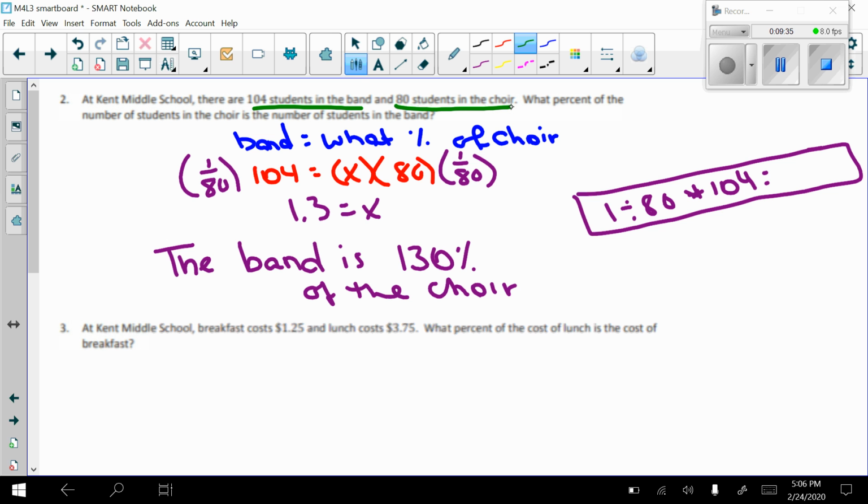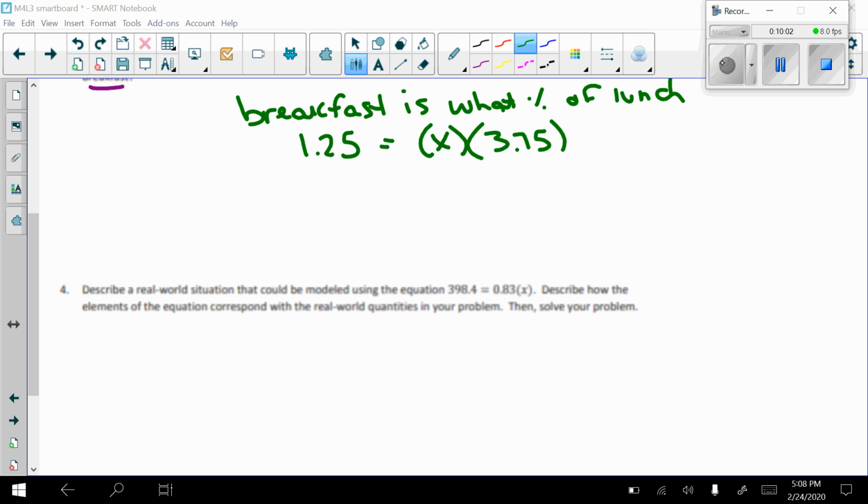So number 3, at Kent Middle School, breakfast costs $1.25 and lunch costs $3.75. What percent of the cost of lunch is the cost of breakfast? Why don't you go ahead and set up the equation. Don't solve it yet, just in case you're wrong. But pause the video and set it up. So how did you do? Did you say breakfast is what percent of lunch? $1.25 equals X times 3.75.